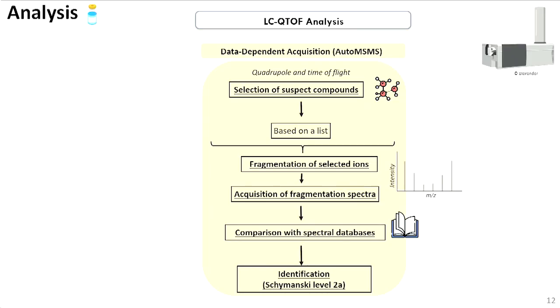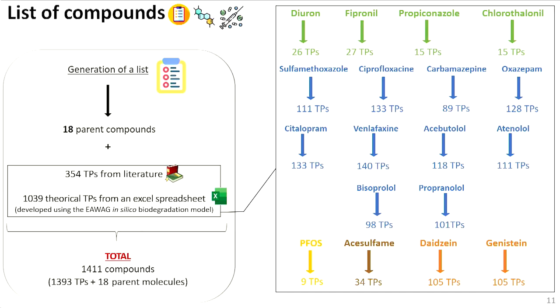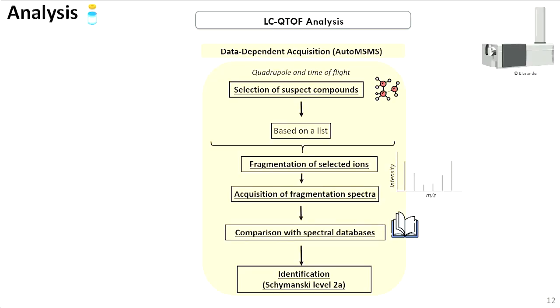After that, suspect screening was performed using QTOF on our samples, and data-dependent acquisition, or auto-MSMS analysis, was performed. So compounds were specifically chosen from the list elaborated earlier and were then fragmented. This mode allows us to obtain fragmentation spectra that are compared with those of spectral databases, so the identity of some compounds can be validated with a level of 2, which is one of the higher levels of confidence.